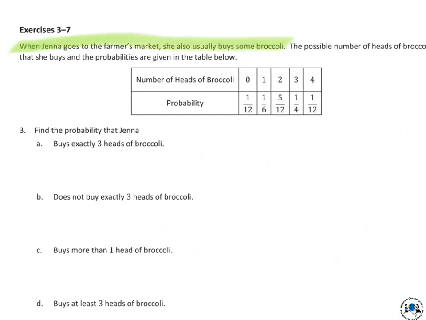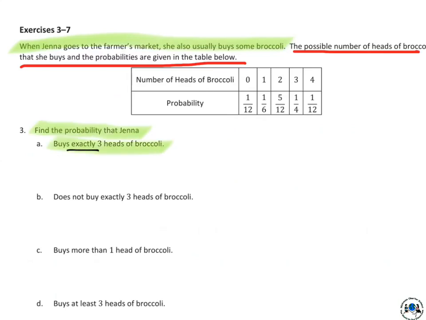We're back with Jenna. When Jenna goes to the farmer's market, she also usually buys some broccoli, okay? The possible number of heads of broccoli that she buys, and the probabilities are given in the table below. Again, more weirdness, but we can still use these numbers. Use these number of heads of broccoli and their probabilities, and complete A, B, C, and D, and come back, and we will see that you got 100% on that.